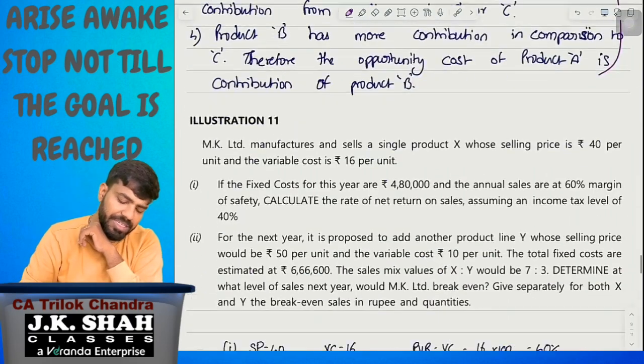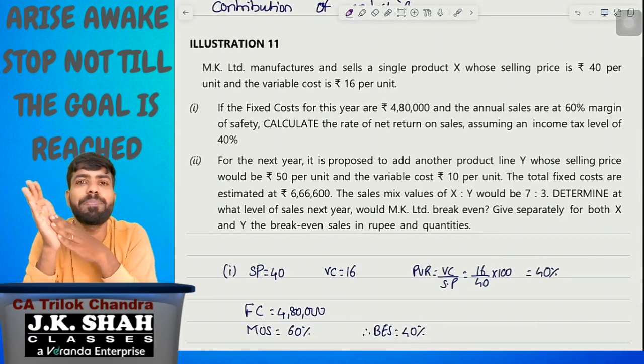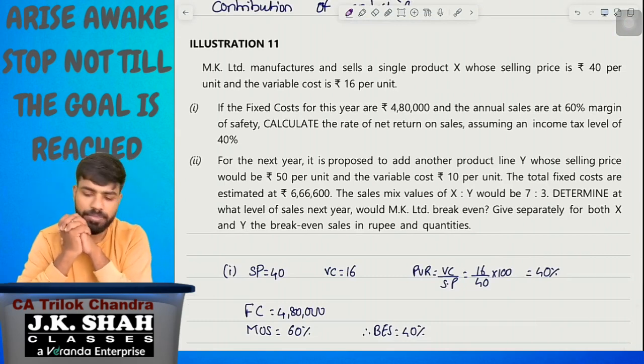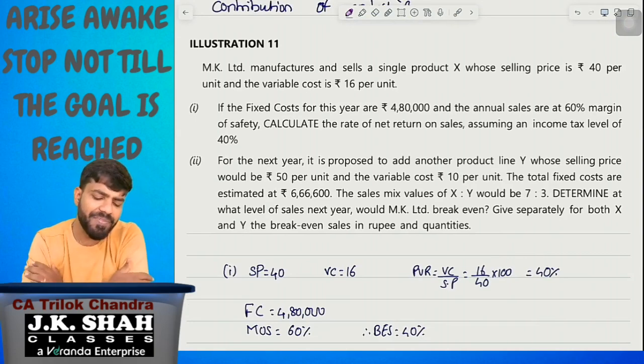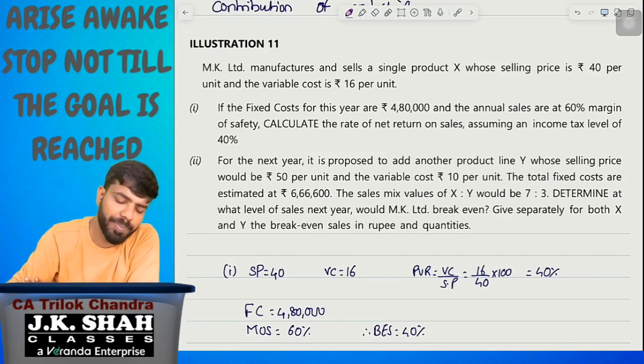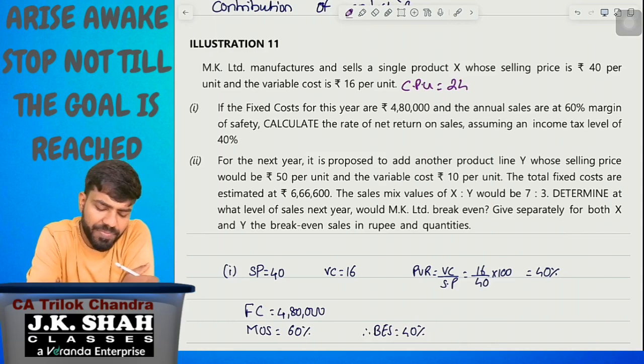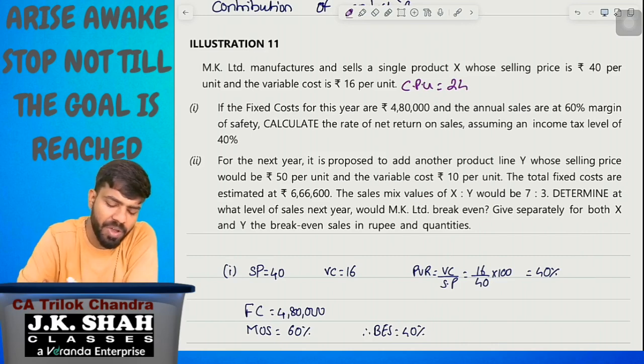Okay, next. This is a question based on the multi-product break-even point. Look at this question. MK Limited manufactures and sells a single product X, whose selling price is 40 and variable cost is 16 rupees. So obviously the contribution per unit is 24. And the fixed cost of this year is 4,80,000 and annual sales are 60% margin of safety. Calculate the rate of net return on sales, assuming an income tax rate of 40%.